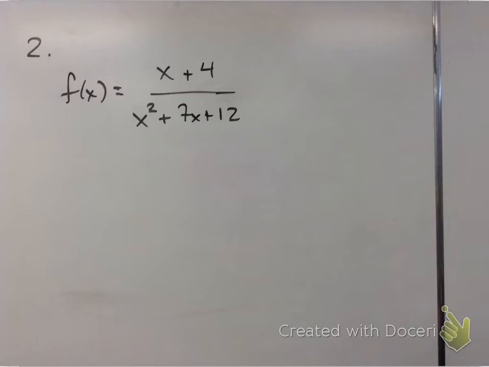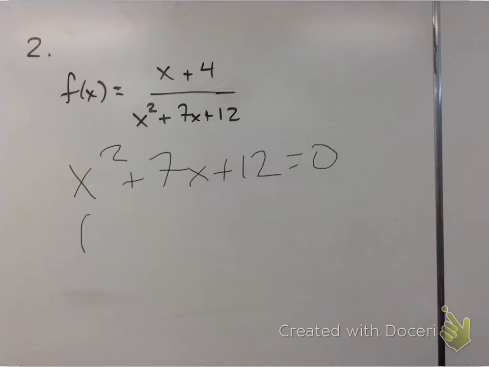Jump discontinuities only happen with piecewise defined functions and weird ones like absolute value. We don't have that here, so we're only really looking for infinite discontinuities as well as removable discontinuities. So to do that, that's step number one, which is set the denominator equal to 0. So I'm going to take x squared plus 7x plus 12, set that equal to 0.